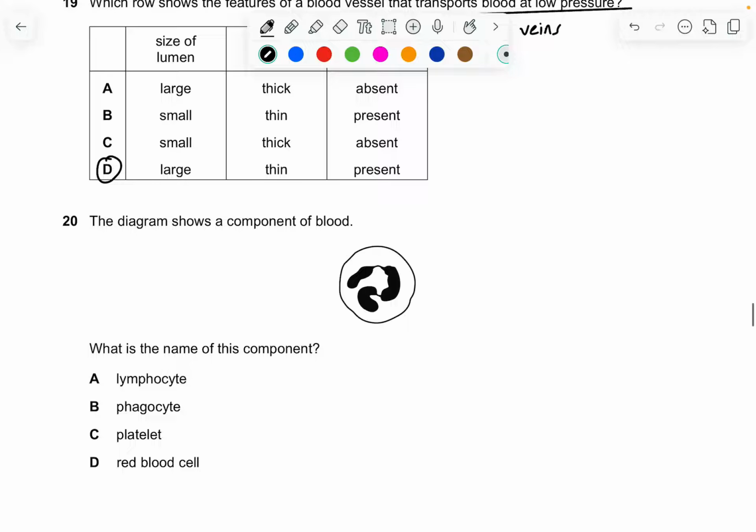Okay. The diagram shows a component of blood. So what is the name of this component? This looks like a white blood cell, and a white blood cell usually has a lot of lobes of nucleus. That is also known as the phagocyte, because neutrophils undergo phagocytosis. Alright.